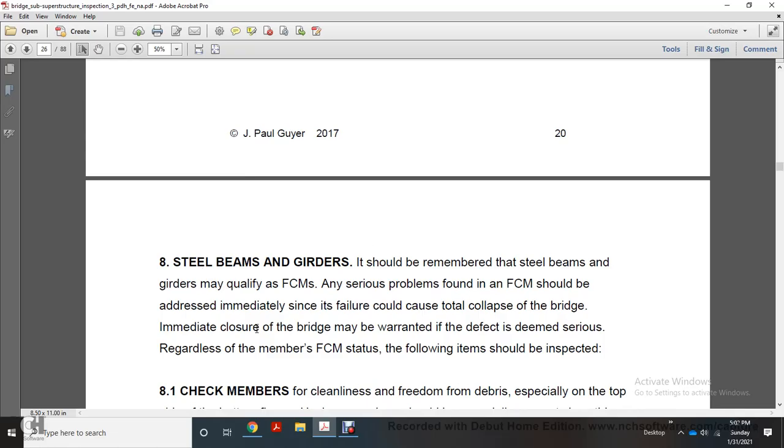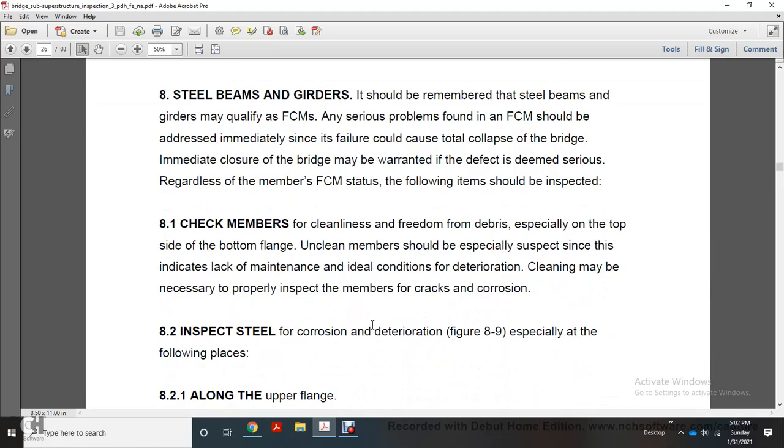If a defect is deemed serious, regardless of the fracture critical member status, the following items should be inspected. Check the members for cleanliness and freedom from debris, especially on the top side of the bottom flange. Unclean members should be especially suspected since this indicates lack of maintenance. Deterioration cleaning may be necessary. Properly inspect the bearings for cracks. Inspect the members for cracks and corrosion.